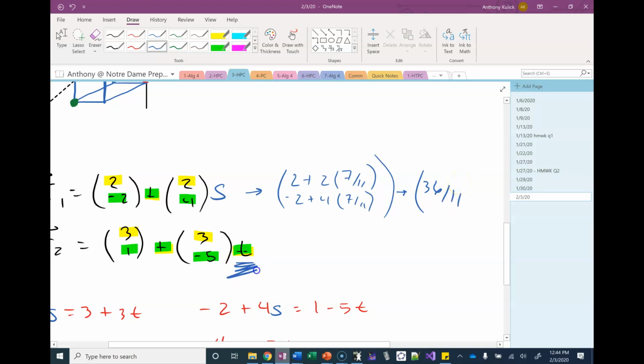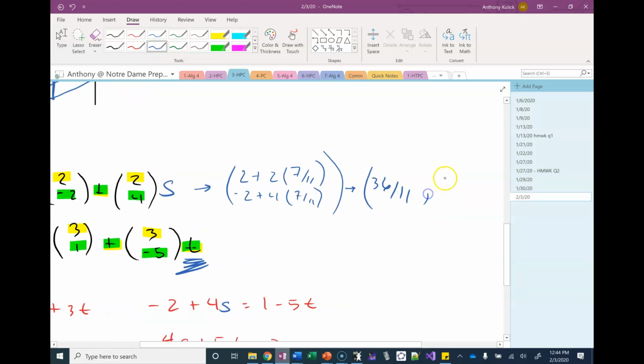No, the T is 1 over 11. That's okay. That's a good question. Again, easy to make that mistake. S is the same parameter. S is just one number. If I were to use the other equation, then I would use 1 over 11 for T in both the X and Y component. Okay with that?